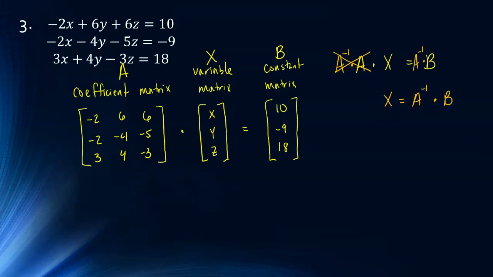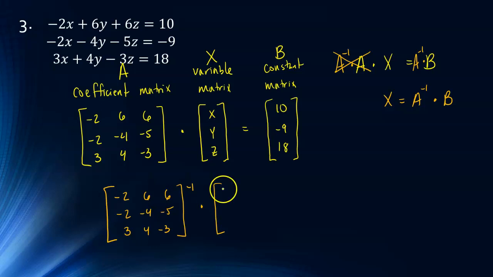So to find the variable matrix, to find the solutions there, we are going to take the inverse of the coefficient matrix A times the constant matrix B. So this is what I want to do on my graphing calculator. We would take the inverse of our coefficient matrix times our constant matrix and figure out what that equals.